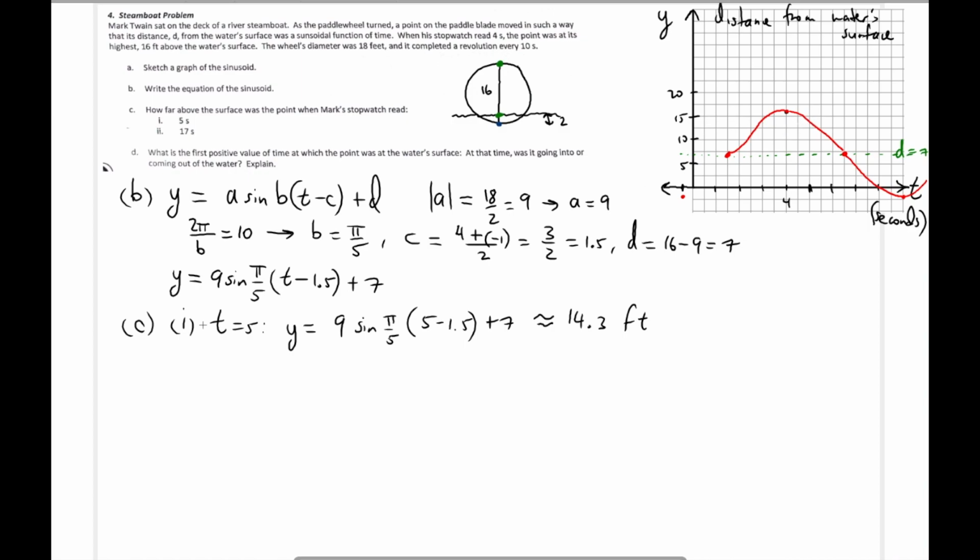All right, the next one is about finding at 17 seconds. So you set t is equal to 17 into the y, substitute it into the t here, replace that with 17 instead of 5, and then work it out using algebra. All right, so this should give you 15.5 times pi divided by 5. Take the sine of that result, make sure in the radian mode, that result multiplied by 9, and then that result plus 7. So if you do this right, you should get something like 4.2 feet.